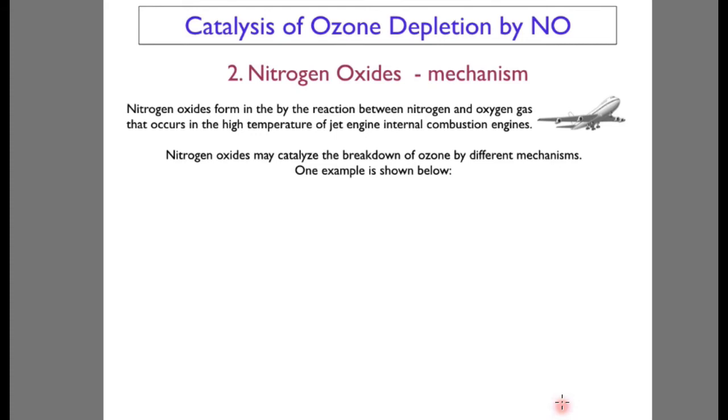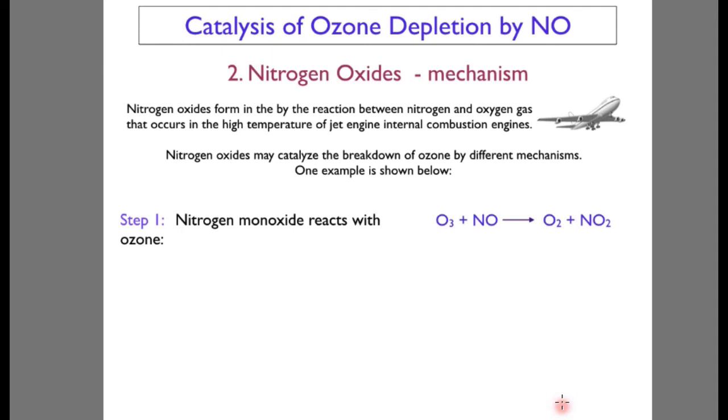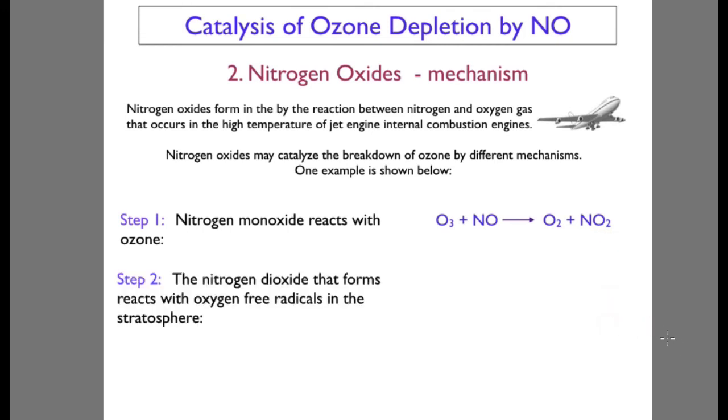Nitrogen oxides are formed by the reaction between nitrogen and oxygen gas that occurs in the high temperatures of jet engines and internal combustion engines. Nitrogen oxides may catalyze the breakdown of ozone by different mechanisms. Here's one below. Nitrogen oxide reacts with ozone to give oxygen and nitrogen dioxide. The nitrogen dioxide that forms reacts with oxygen free radicals in the stratosphere. And then you get nitrogen monoxide again and oxygen formed.